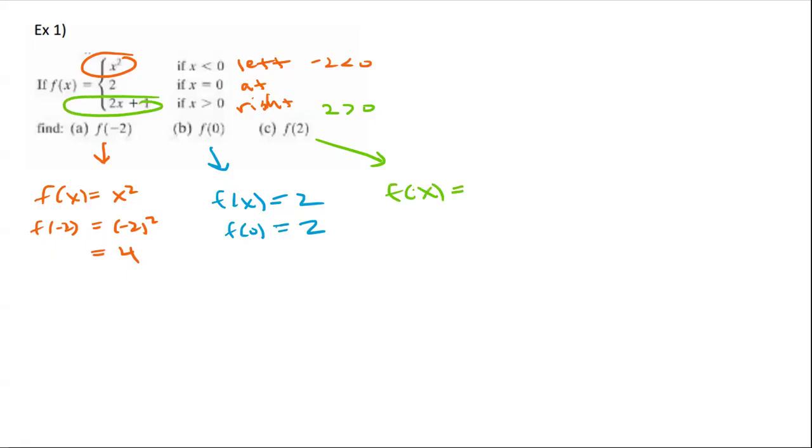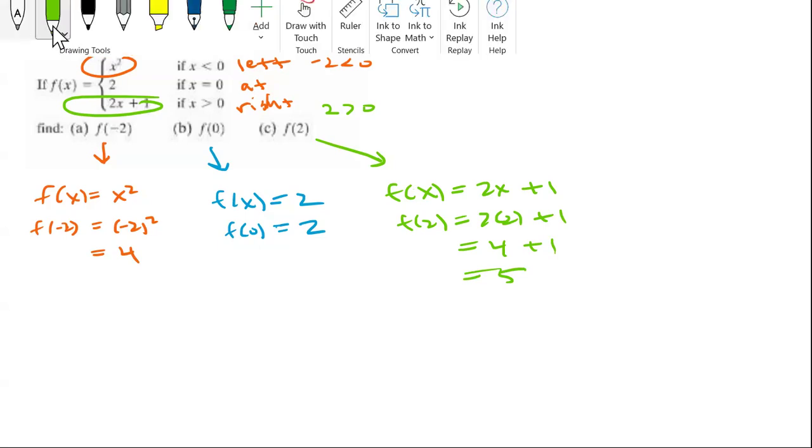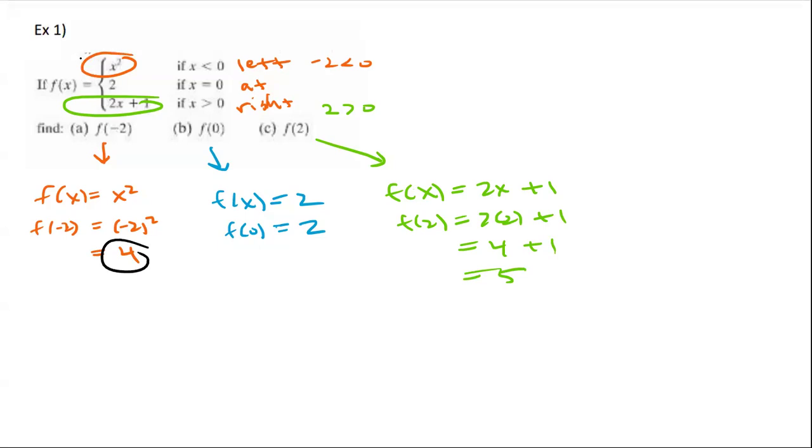So I have f of x is equal to 2x plus 1. Then I plug in 2 for x. So 2 times 2 is 4, plus 1, which gives me 5. And that's all I have to do here. But again, students make it more complicated than it is.